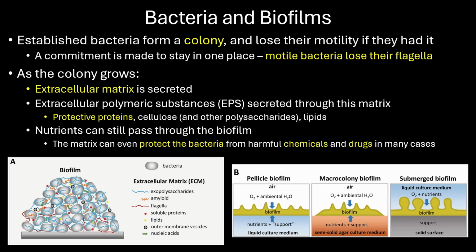Now, nutrients can still pass through this biofilm and these protective substances, and at the same time, this matrix can be very protective. So nutrients pass through, but other things that can be more destructive, like certain chemicals, like sterilizing compounds, and some drugs like antibiotics, are often stopped by the tough protective matrix.